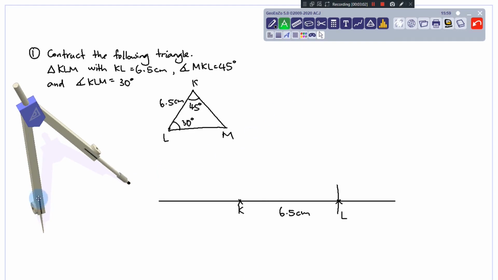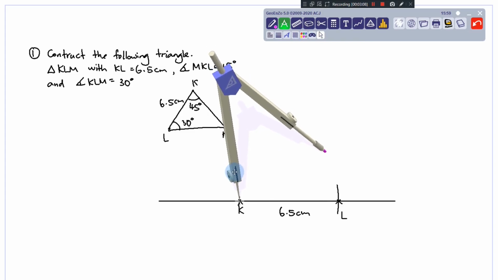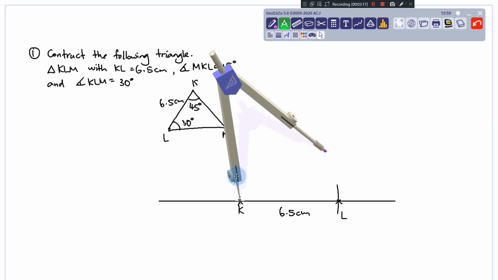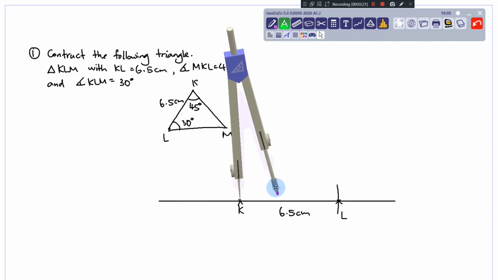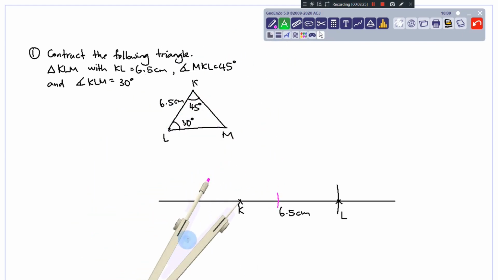To construct 90 degrees, I think it should be no problem, right? Let me use another color. My perpendicular line is going to pass through this point. So I place the needle of my compasses at this point first. Right hand side, make an arc. Left hand side, do the same thing and keep the same width.